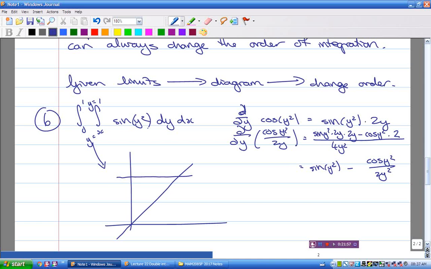In order to tell which region it is that you really want, you've also got to think not just of the actual individual curves y equals x and y equals 1, but that y goes from y equals x. So y equals x is the bottom to y equals 1. y equals 1 is the top.